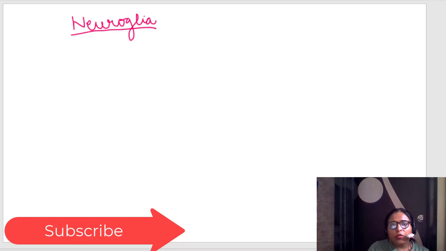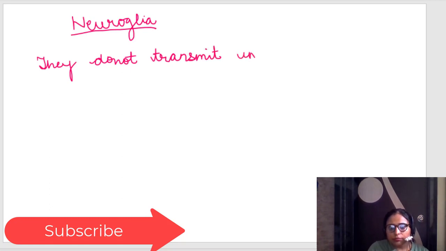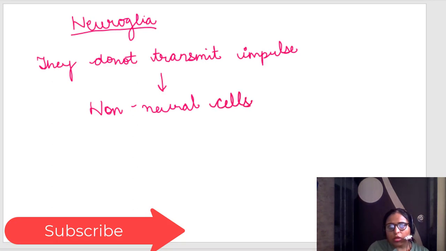But if we talk about the neuroglial cells, they do not transmit the impulse, right? So if they do not transmit the impulse, what are they called? They are also called non-neural cells. Neural cells means your nerve cells. So they are also called non-neural cells, or we call them glial cells, right?